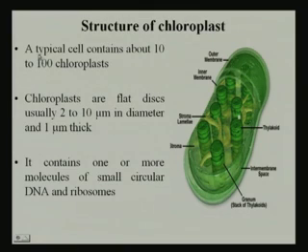Now, a typical cell contains about 10 to 100 chloroplasts. The chloroplast is a flat, disc-like structure whose diameter varies from 2 to 10 micrometers, and its thickness is 1 micrometer. It contains one or more molecules of small circular DNA and ribosomes within it.